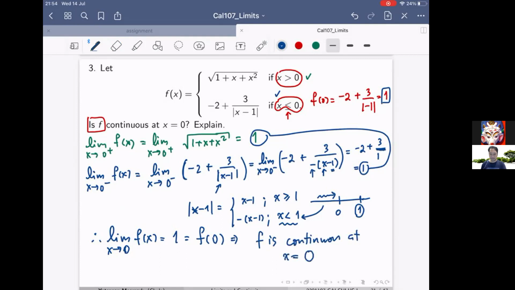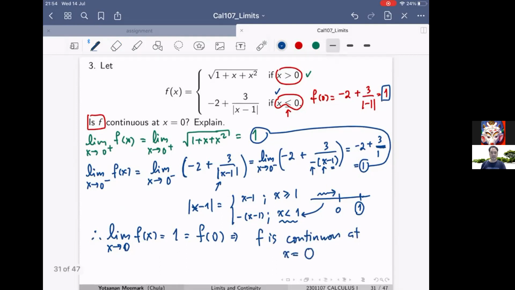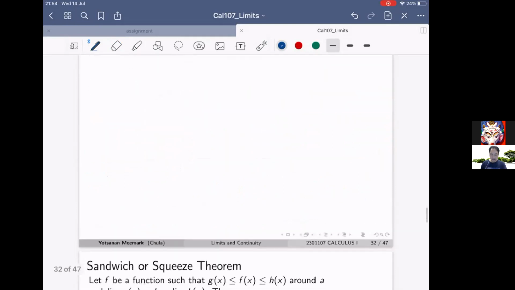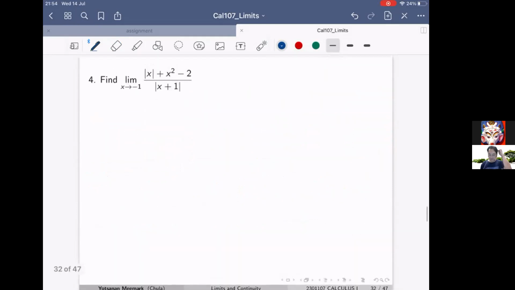For this one, it will be difficult if you want to draw a curve, so I'm not going to ask you to do that. All right, how about if we have this limit with several absolute values?